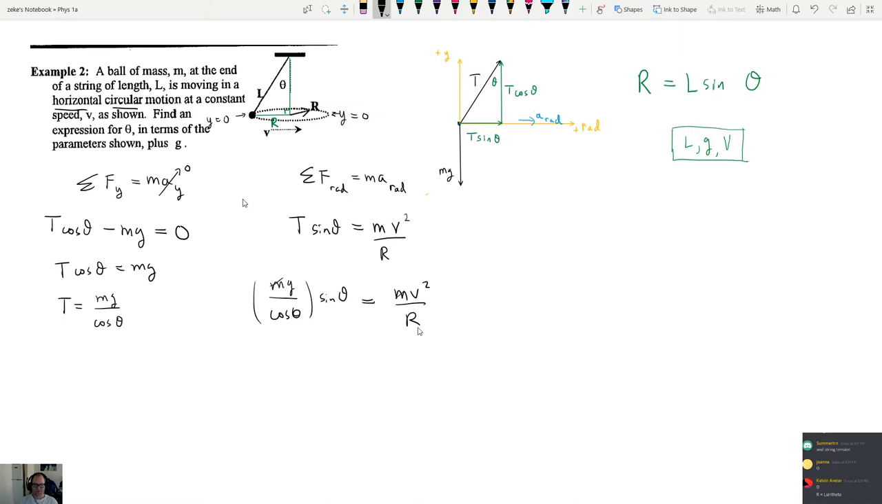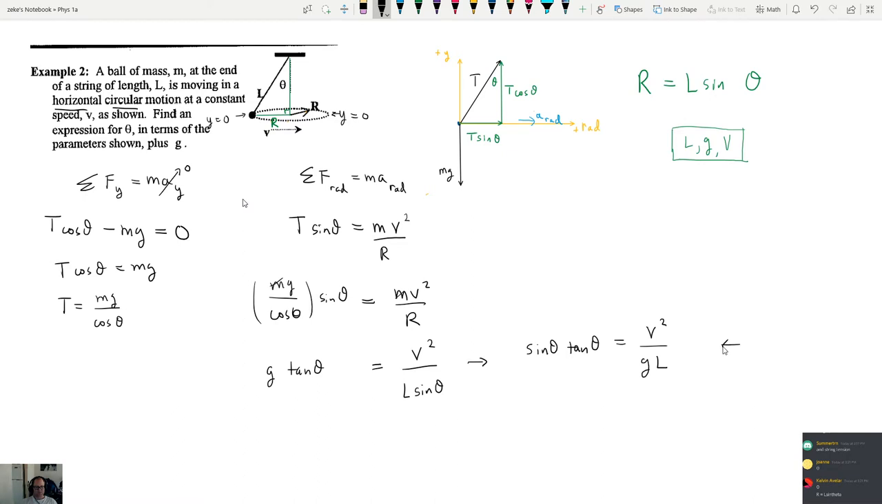So this is going to be a little bit tricky, because now what we want to do is plug in, let's do this all at the same time. So g sine theta over cosine theta is going to be tan theta. And then on the right-hand side of the equation we have v squared over R, but R, we said, was equal to L times sine theta. So now we want to get these variables together here. Let's put all the angles on the same side of the equation. So we're going to get something like this: sine of theta multiplied by the tangent of theta is equal to v squared divided by g times L.